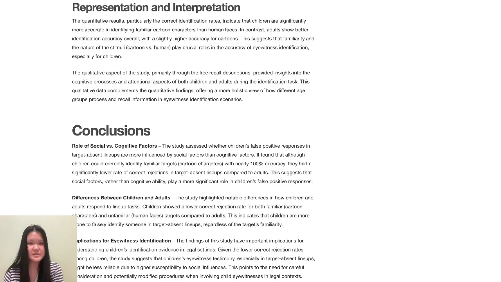For the quantitative results, what we're looking at is firstly the correct identification rates. It shows that children are significantly more accurate in identifying familiar cartoon characters than human faces. But remember, we want a contrast when we are thinking about studies. So, in contrast, adults will show better identification accuracy overall, with slightly higher accuracy for cartoons. So, what do you think about this?